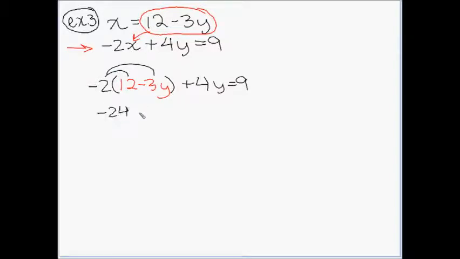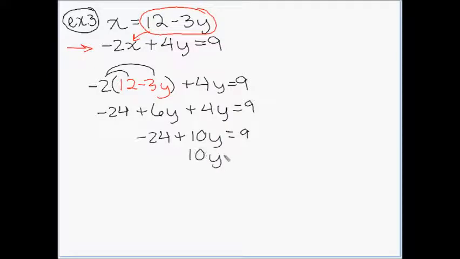So that's negative 24 plus 6y plus 4y equals 9. Add your like terms, negative 24 plus 10y equals 9. We're going to add 24 to the other side. So 9 plus 24 is 33. Okay, and divide both sides by 10. Now when you divide by 10, 33 divided by 10, that can't be simplified and it's not a whole number.